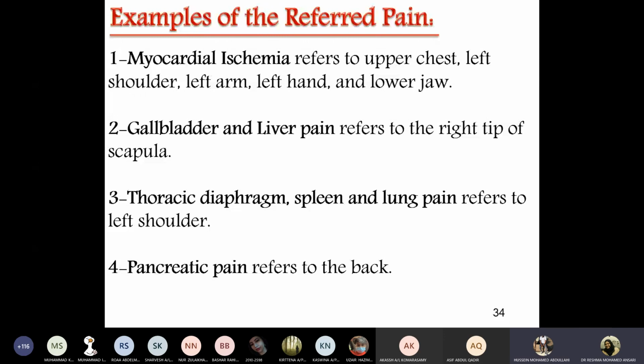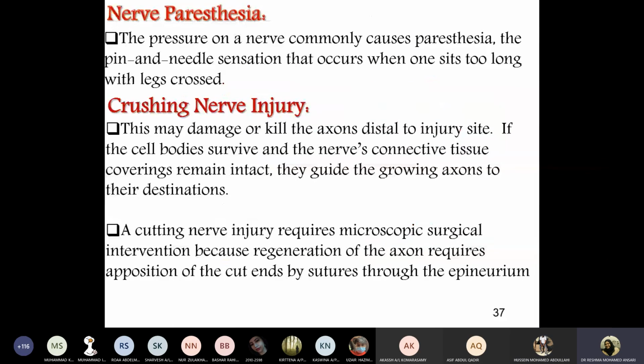Okay. So let's go to the nerve paresthesia. So the clinical correlates. Nerve paresthesia, when you are sitting for a long time down the floor, automatically we cut down the blood supply to the nerve. We don't cut down, we reduce the blood supply. So automatically the nerve will behave funny. You will have pins and needle sensation that occurs when one sits too long with legs crossed. So this is because there is lack of blood supply to the particular segment of the nerve, and so that produces funny sensations. Paresthesia means at this area is funny or a different sensation.